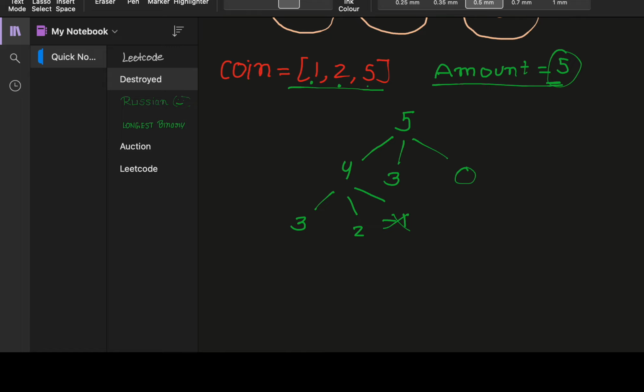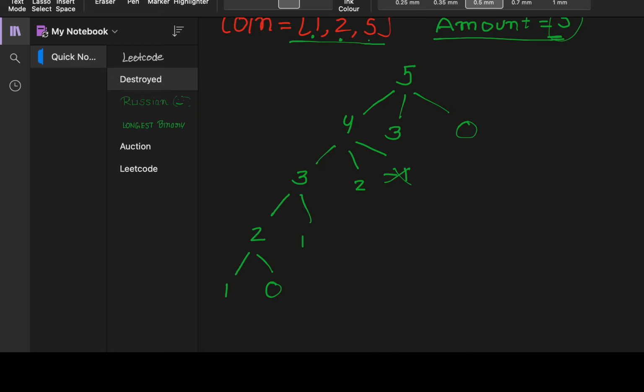If we come here again, if we pay 1, we are left with 2, and if we pay 2, we are left with 1, and we cannot pay 5 here. And directly, if we pay 1 here, we are left with 1, and if we pay 2, we are left with 0. At the end we only have the option to pay 1, because to pay the 1 amount we only use the 1 coin. So if we pay 1, we are left with 0. Similarly, we are left with 0 here, and we solve this one the same way.